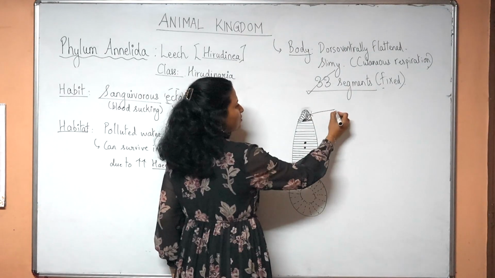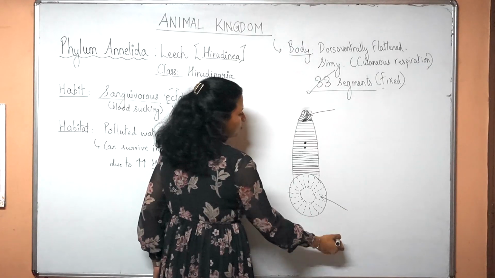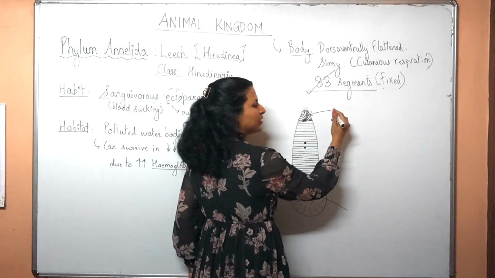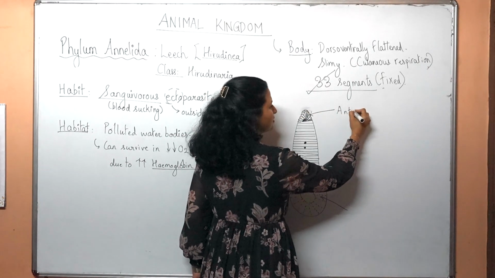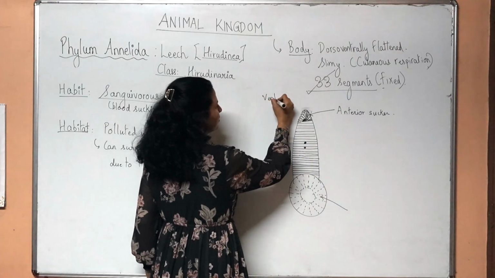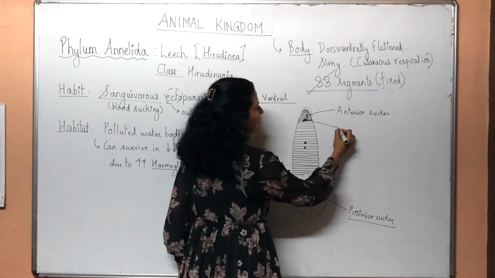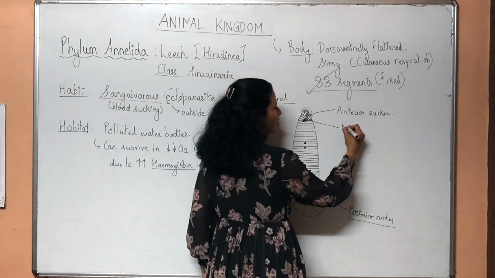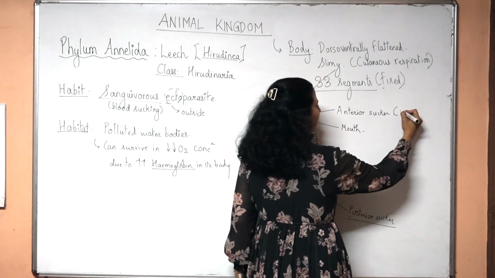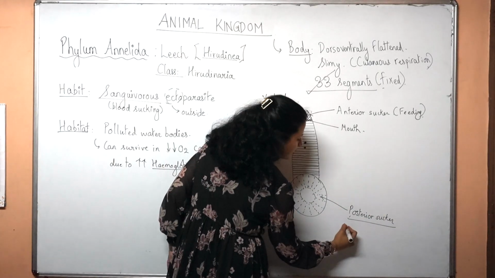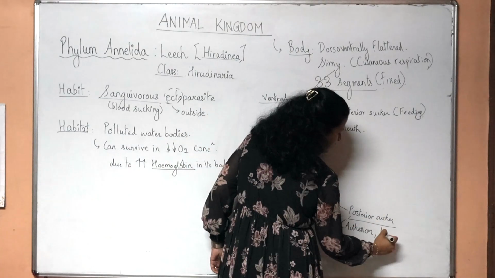There are two suckers on both the ends, anterior and the posterior ends. The one on the anterior side is called the anterior sucker. This is the ventral view, by the way. And the one on the posterior side is called the posterior sucker. Below the anterior sucker there will be the mouth. Anterior sucker is meant mainly for feeding and the posterior sucker is meant for adhesion plus locomotion.